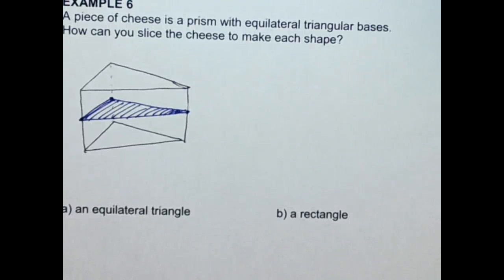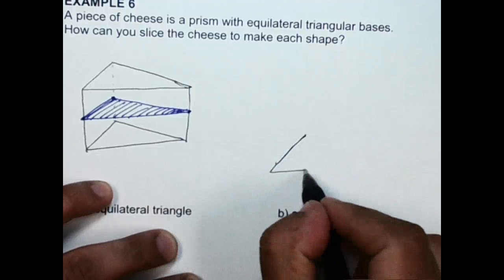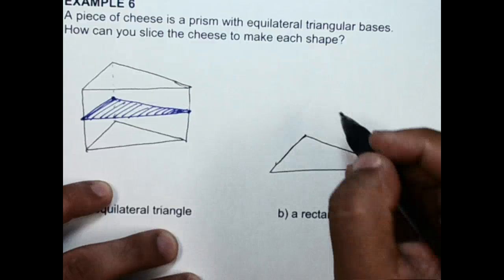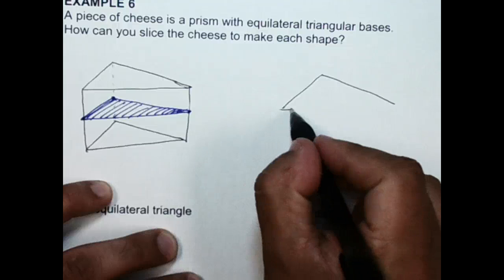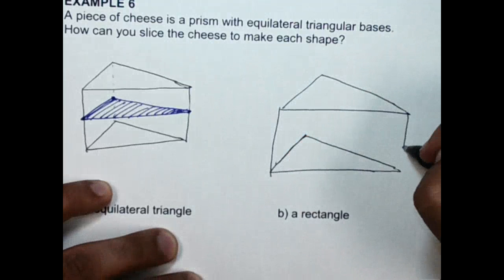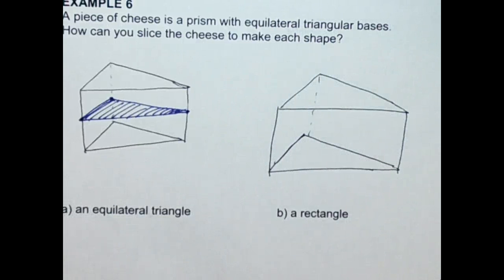But now I want to form a rectangle. So I'm going to redraw this picture. Again, I just want to draw two triangles, one above the other, trying to make them about the same size or close to it. And then you connect your vertices.